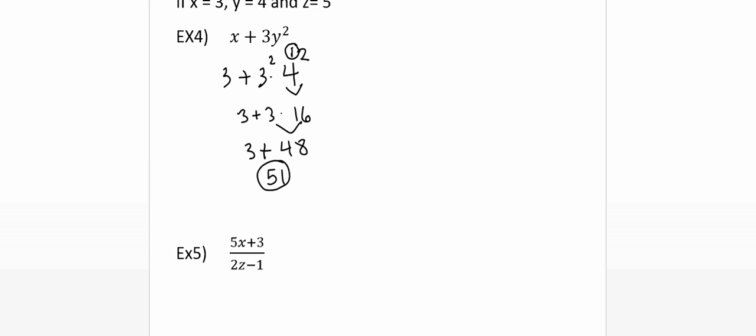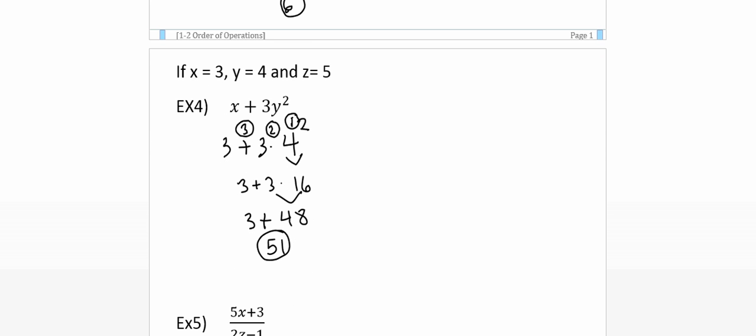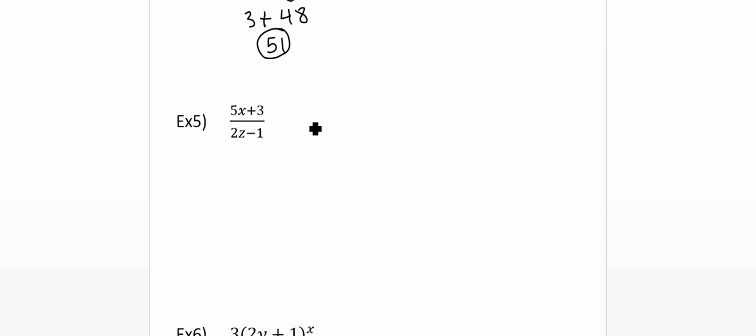Going back up here, X is 3, Y is 4, Z is 5. So first thing I'm going to do is fill in the blanks. 5 times 3 plus 3 over 2 times 5 minus 1. Okay? Please forgive me on anything that you can't read really well. I apologize. So first step, label it.